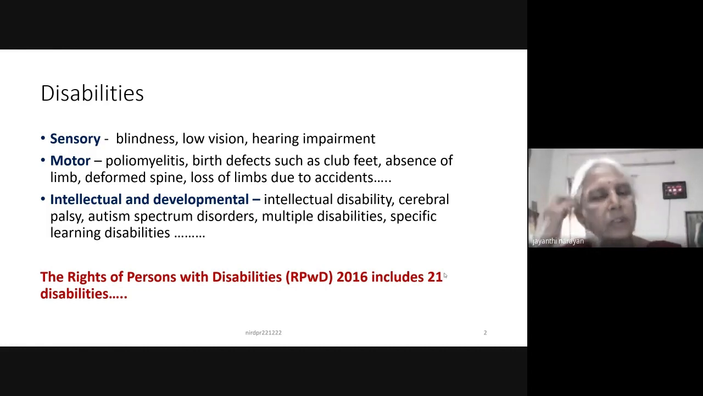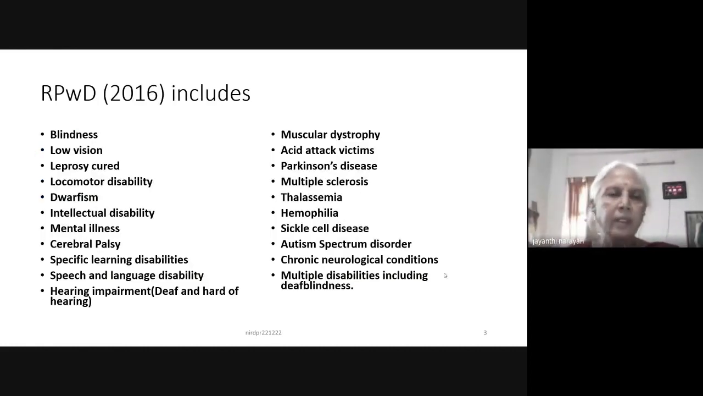The Rights of Persons with Disabilities Act 2016 includes 21 disabilities. Earlier we had 7 disabilities. The act that came in place in 1995 had 7, but now in 2016, these are the 21 disabilities that the Government of India has identified and included, which means all of them have rights and entitlements. This is the point we have to remember, pass on the message.